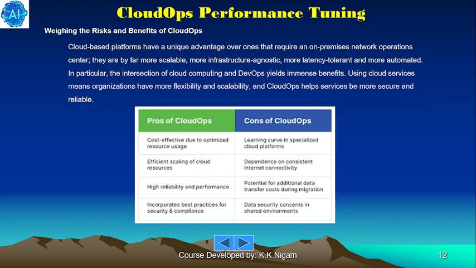Weighing the risks and benefits of CloudOps. Cloud-based platforms have a unique advantage over ones that require an on-premises network operations center. They are far more scalable, more infrastructure agnostic, more latency tolerant, and more automated. In particular, the intersection of cloud computing and DevOps yields immense benefits. Using cloud services means organizations have more flexibility and scalability, and CloudOps helps services be more secure and reliable.